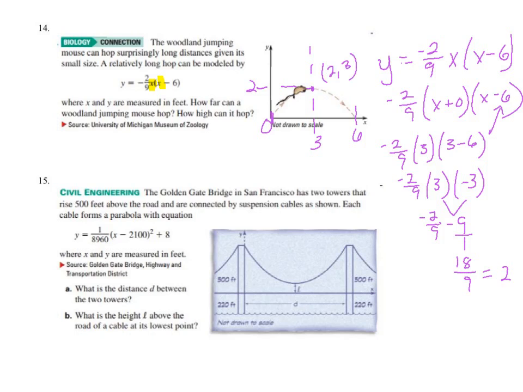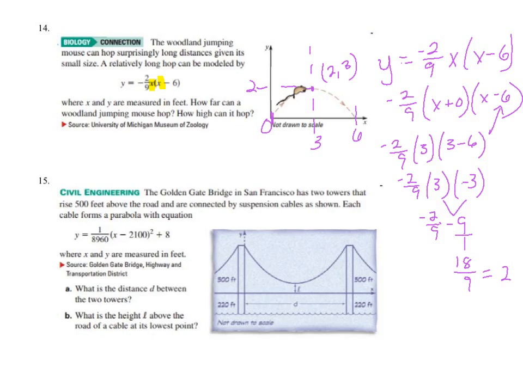Alright, so I found all of that without even looking at what it asked me. Maybe I found more than I needed to, but I kind of doubt it, just because I know the equation. So, going back to what the question was asking me, it said, how far can a woodland jumping mouse hop? So how far can it go?